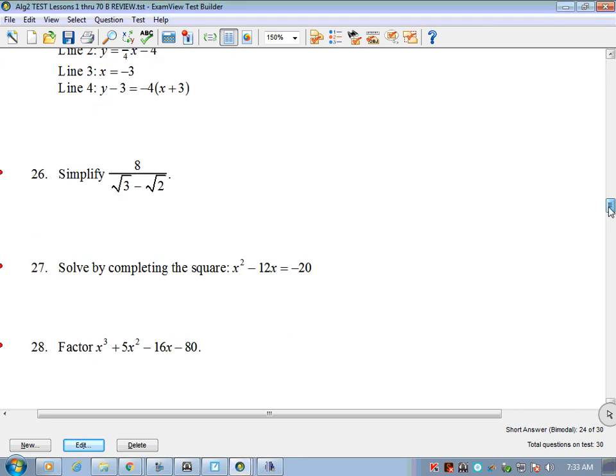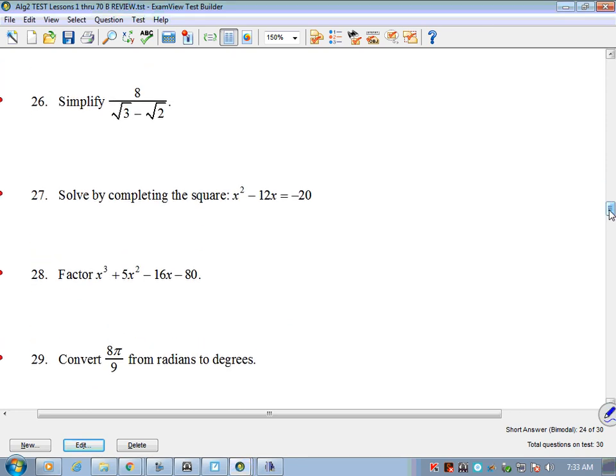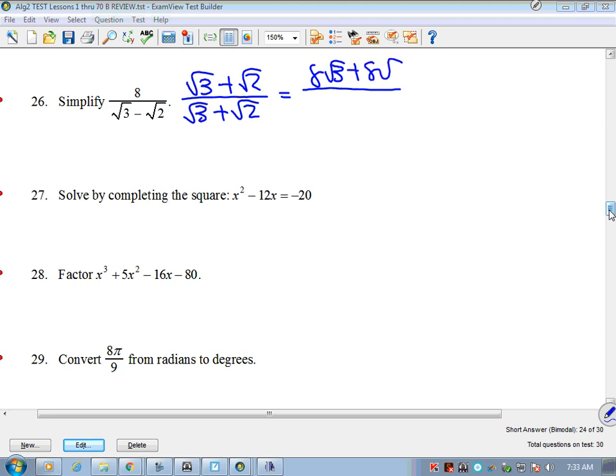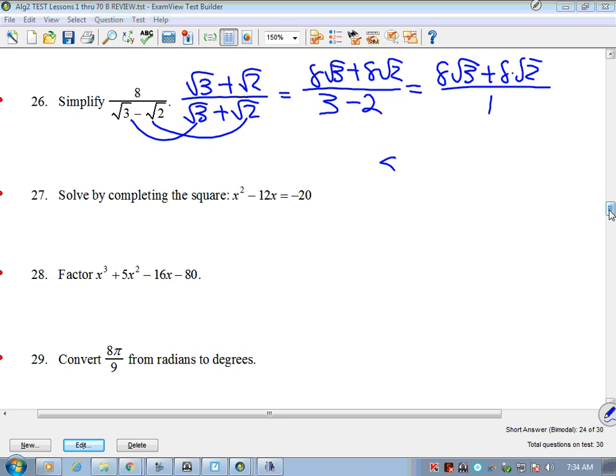Okay, 26. Multiply by the conjugate. So we're going to multiply by, sorry, let's clean that up, radical 3 plus radical 2 over radical 3 plus radical 2. This is going to be 8 radical 3 plus 8 radical 2. Down here, radical 3 times radical 3 is 3. Negative radical 2 times negative radical 2 is negative 2. 8 radical 3 plus 8 radical 2 over 1 is going to be 8 radical 3 plus 8 radical 2.